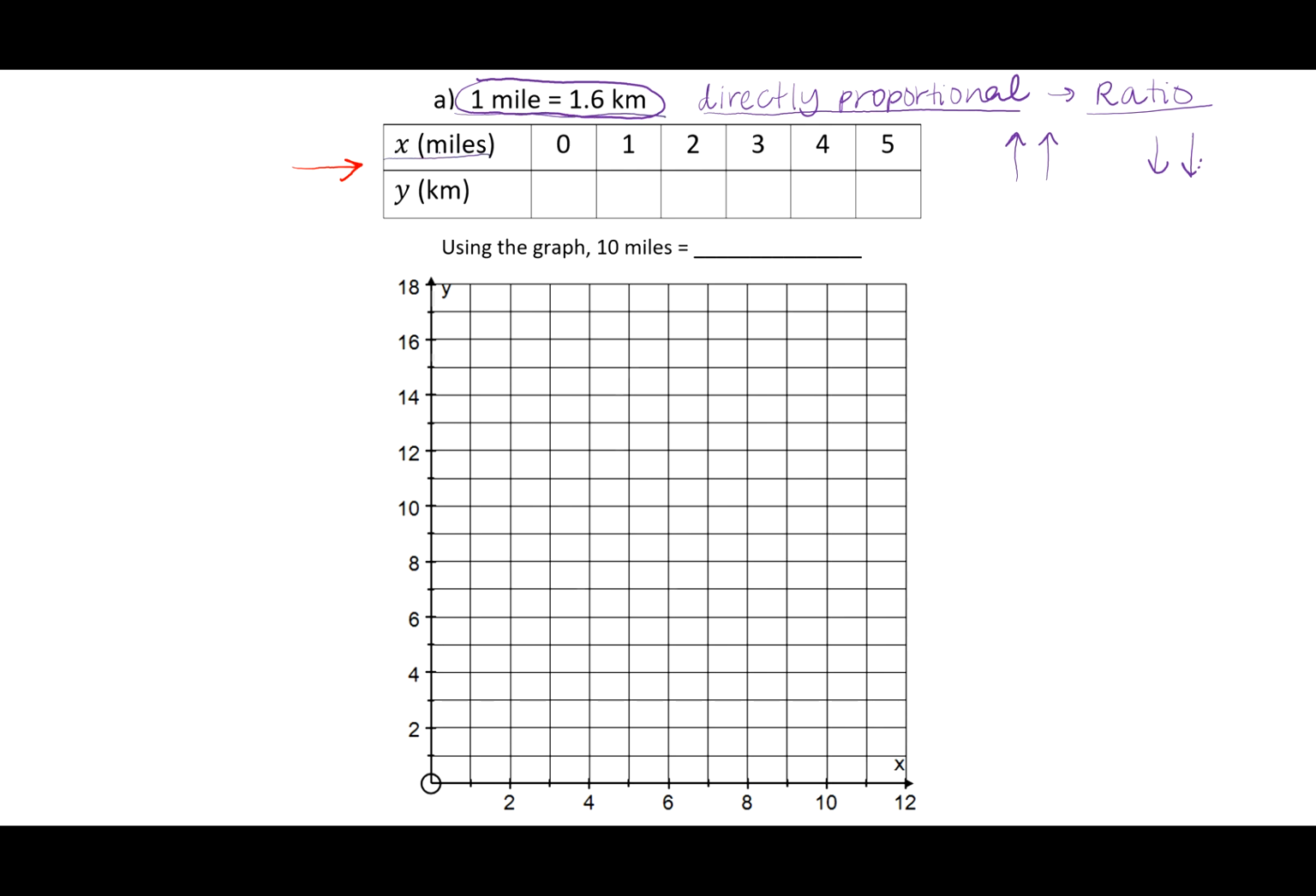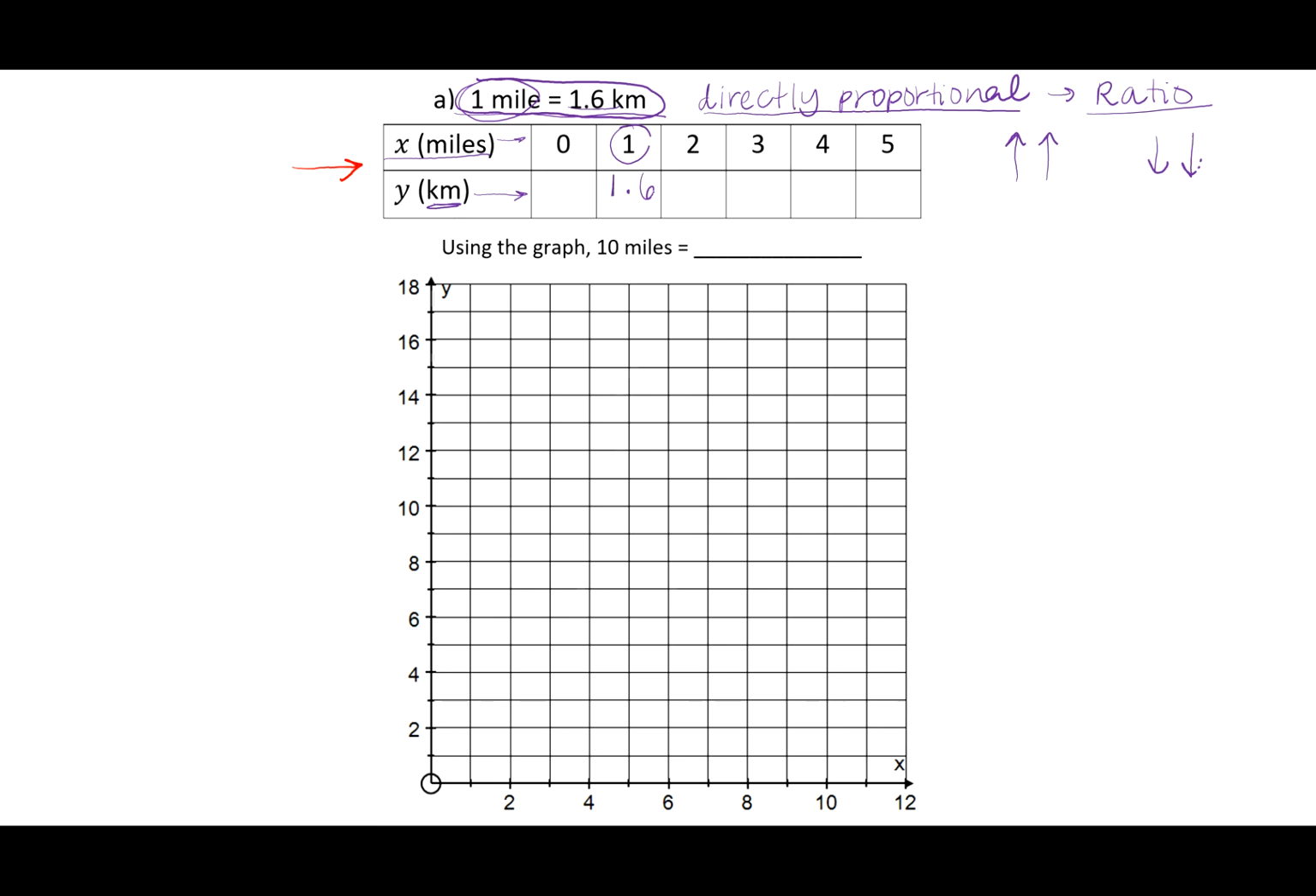The x value on the top row is all represented by miles. The y value on the bottom row is all represented by kilometers. So I see that I have 1 mile is equal to 1.6 kilometers. 1 mile is found here on the table, so I can go ahead and fill in the kilometer value as 1.6. If you've seen direct proportion in tables, this next step is quite straightforward for us.